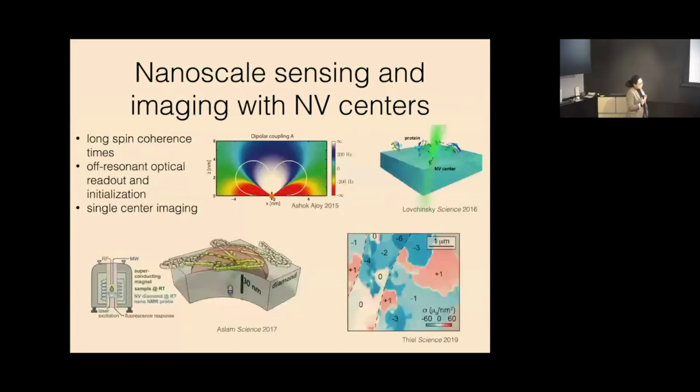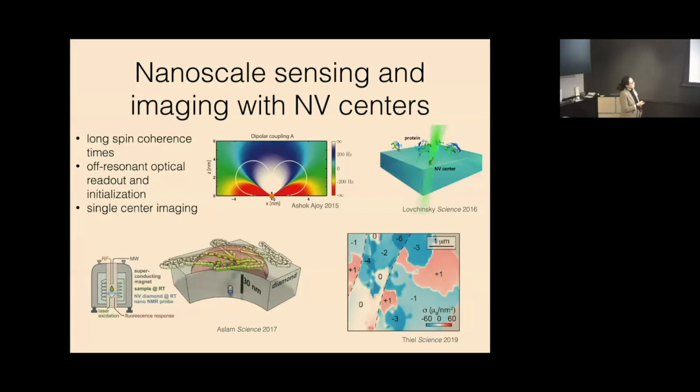So because of these very special properties, the very long spin coherence time and the convenient optical readout and initialization at room temperature, there's now enough groups that are working on this topic that I took the list of groups off of the bottom of the slide because it was too much of a political liability. So dozens of groups around the world.